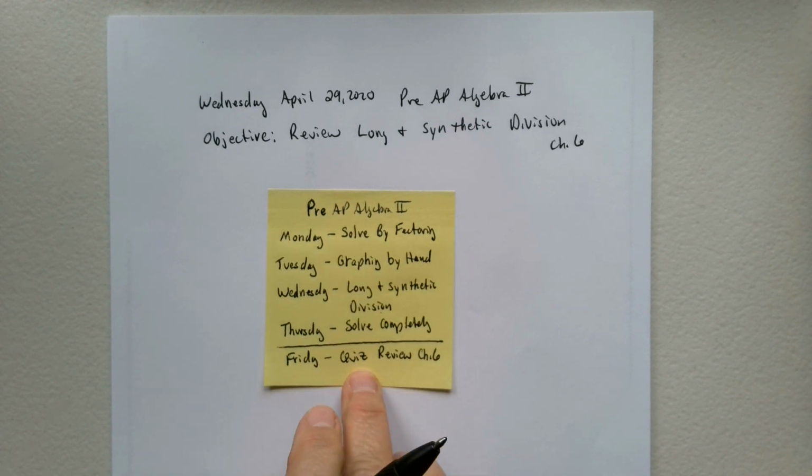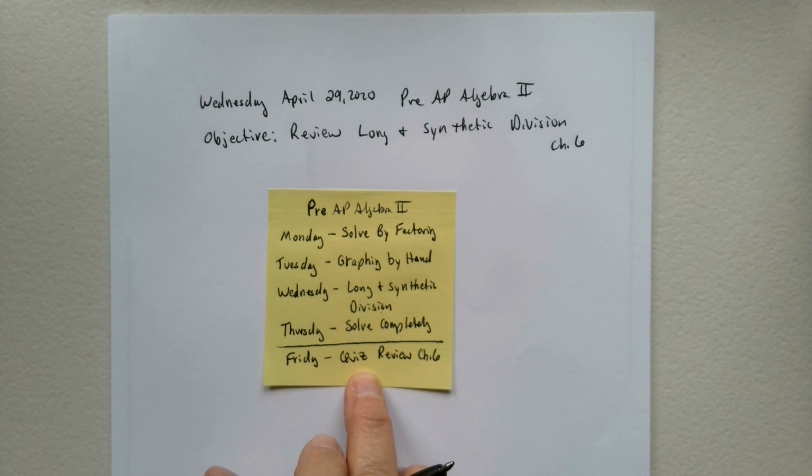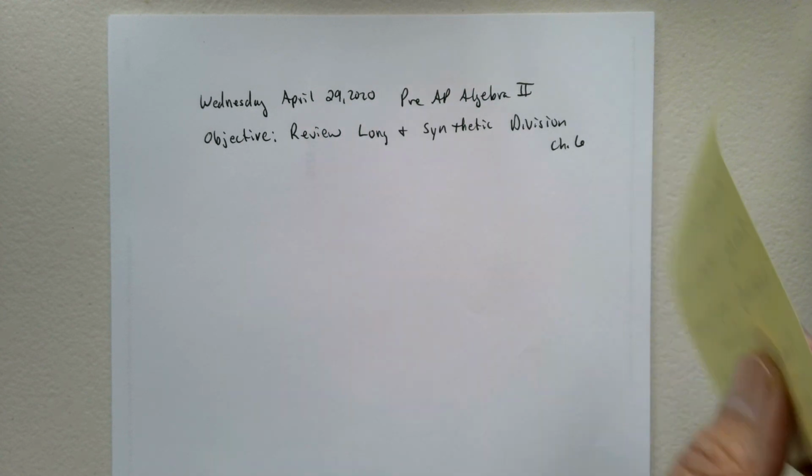On Monday, we reviewed solving by factoring. Yesterday, we reviewed graphing these higher degree polynomials by hand. Today, we're going to review long and synthetic division, and then we're going to use the division tomorrow to solve completely. All the homework is due by the end of day Thursday. And then on Friday, we will have a traditional quiz over our review of Chapter 6.